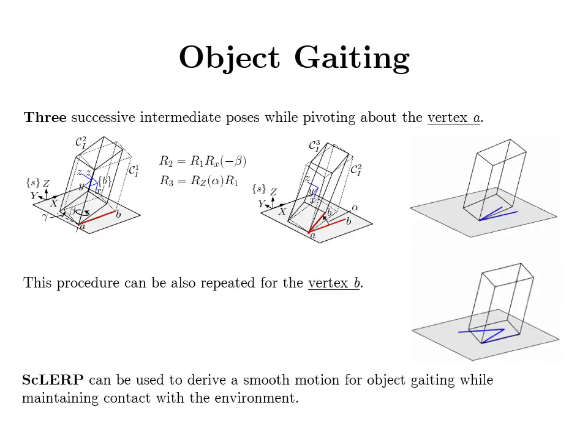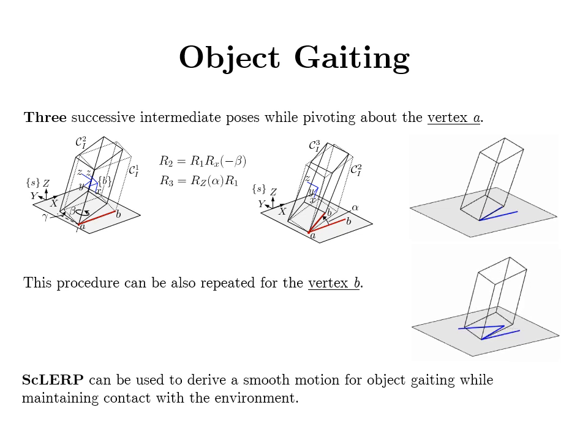Object gaiting consists of a sequence of intermediate poses. Here, three successive intermediate poses while pivoting about the vertices A and B are shown.